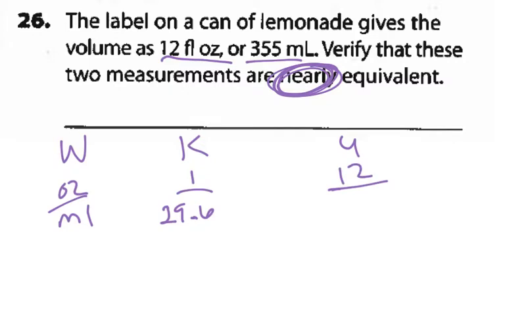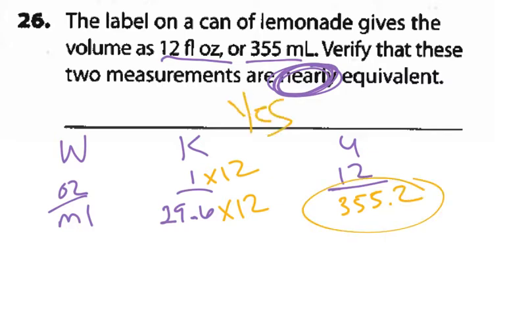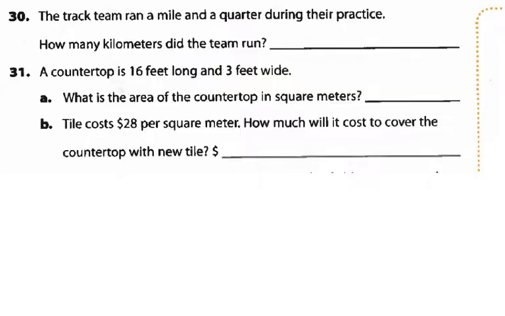Well, let's check it first for 12 fluid ounces. So how do I get from 1 to 12? Of course, I have to multiply by 12. That means I have to multiply 29.6 times 12. When I do that, I get 355.2. So yes, they are nearly equivalent, right? So this would be ounces, this would be milliliters, and that is what the question gave us.